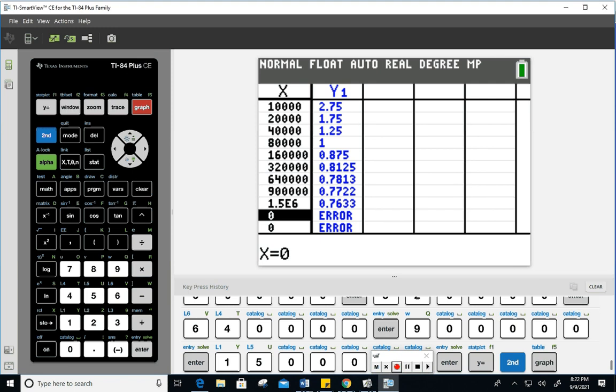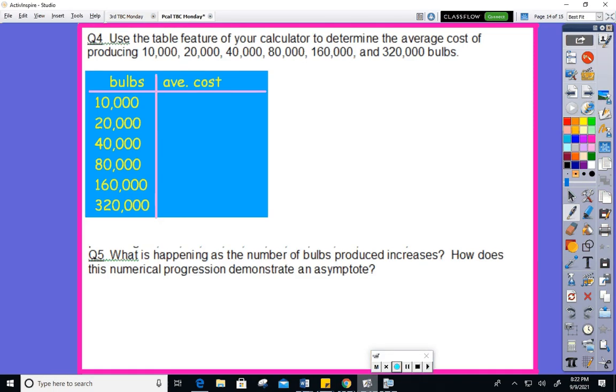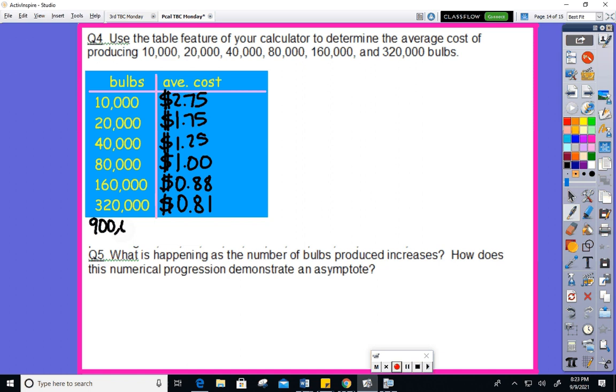Well, let's explore. And I'm going to fill in the table with the values that we just got. So we said the average cost per bulb is $2.75 with the new equipment producing 10,000 bulbs. Then I dropped to $1.75. Then I dropped to $1.25, $1, 88 cents. And then I think for 320,000, we had about 81 cents. And like I said, even when I got up to around 900,000, I think it was somewhere around 78 cents at that point.